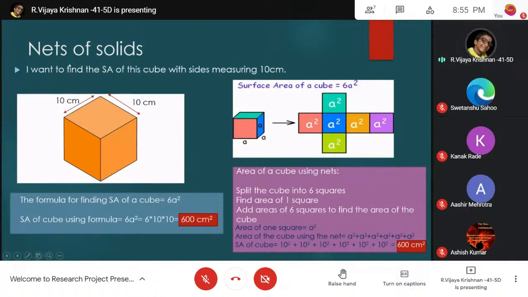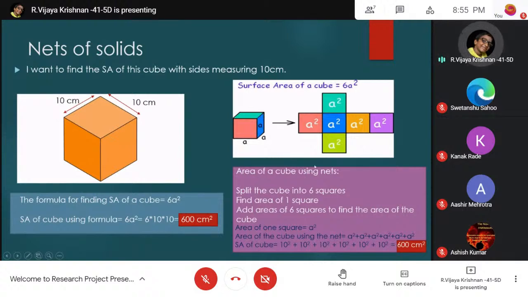In this cube, I want to find the surface area of this cube with sides measuring 10 cm. The formula for finding the surface area of a cube is equal to 6a squared. The surface area of a cube using the formula is 6a squared, which is 6 into 10 into 10, that is 600 centimeters squared.